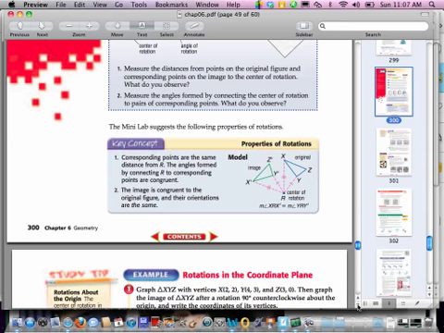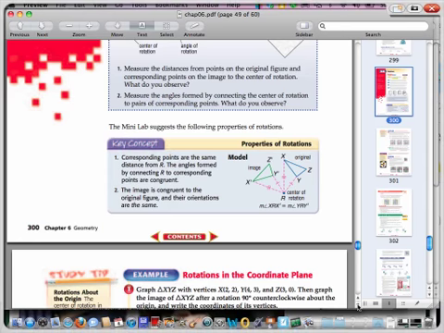Okay, so let's take a look at the key concept here. The first thing they're talking about is that corresponding points are the same distance from R. In other words, if this is my center of rotation right here, the distance to x and the distance to x prime are going to be the same. That's why we have little tick marks there. The distance from here to y and y prime are the same. So those distances are always the same.